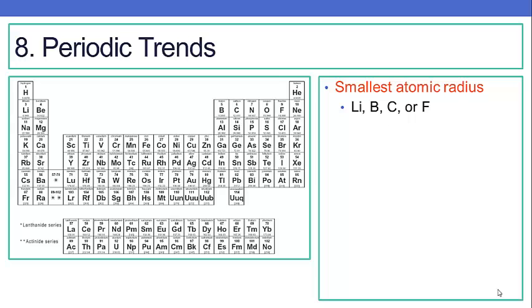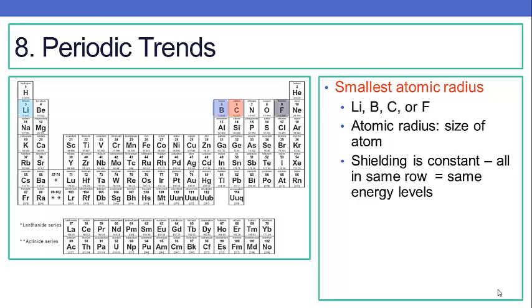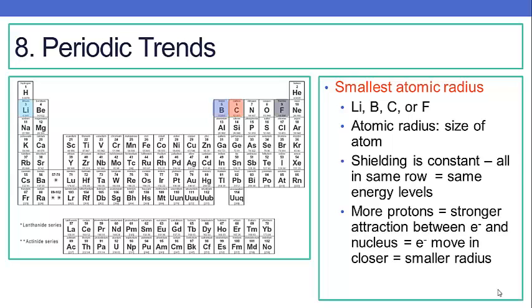Number 8 is about periodic trends. So of our choices, lithium, boron, carbon, or fluorine, which is going to be the smallest atomic radius? So atomic radius is just the size of an atom. And in this particular problem, shielding is constant. We're all in the same row. We have the same number of energy levels. But as we go across the row, we are getting more protons.